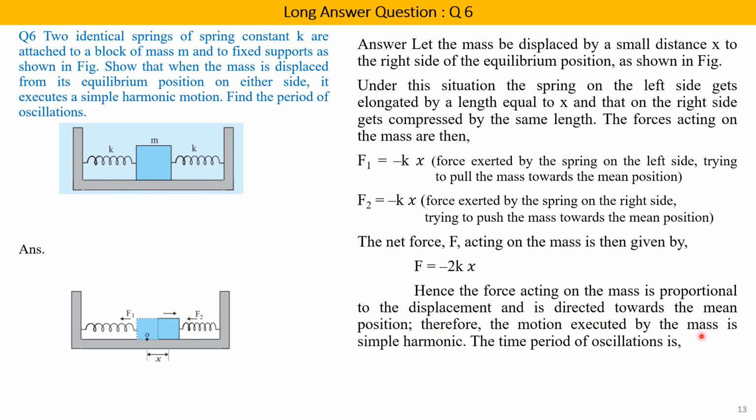Therefore, the motion executed by the mass is simple harmonic and its time period is given by the relation T equal to 2 pi square root of m by 2k. Here the effective spring constant is 2k.